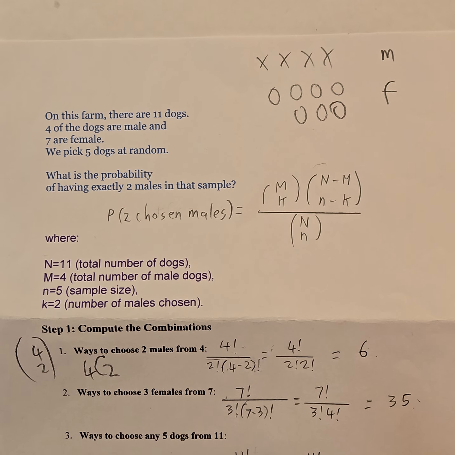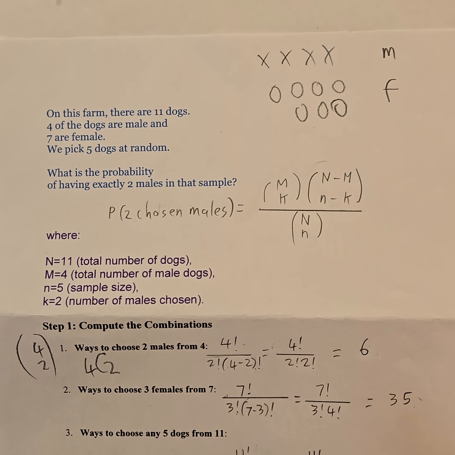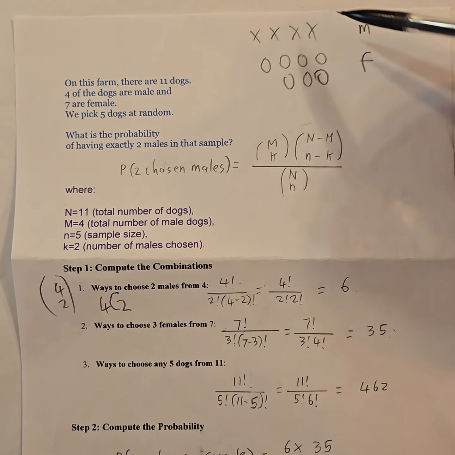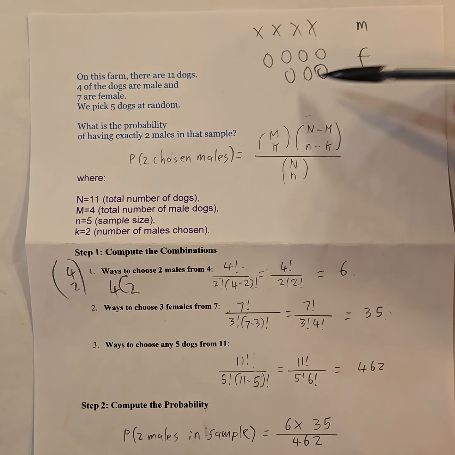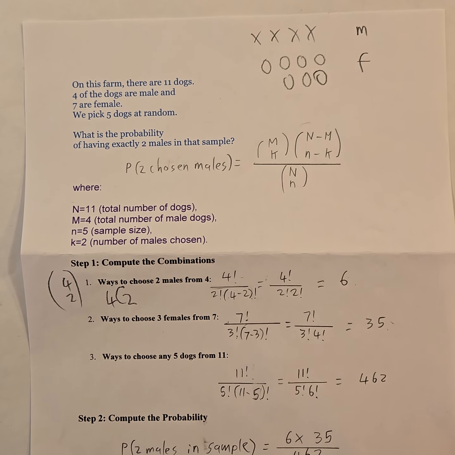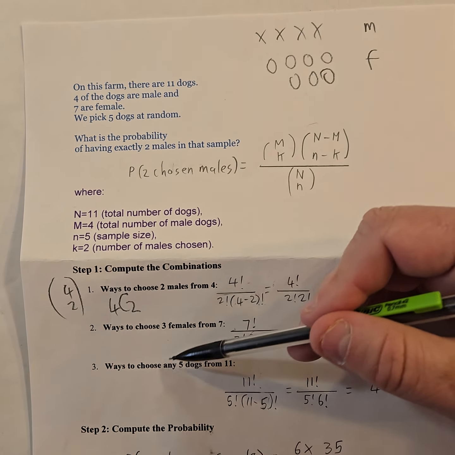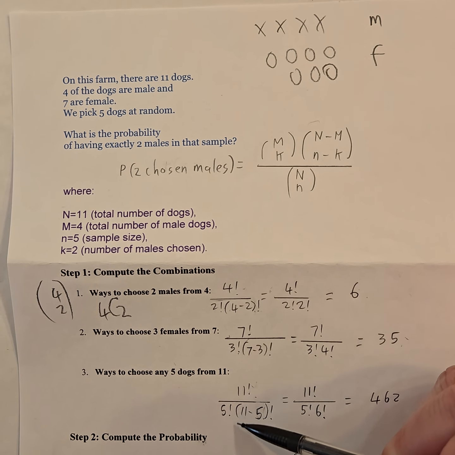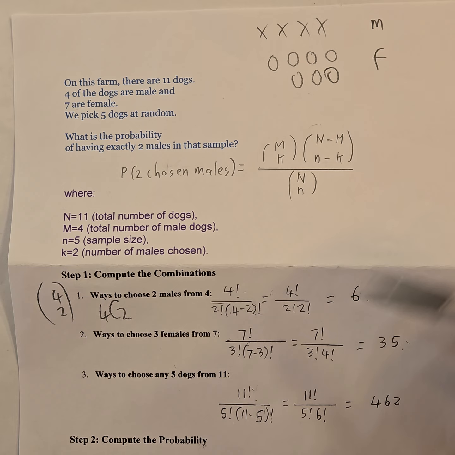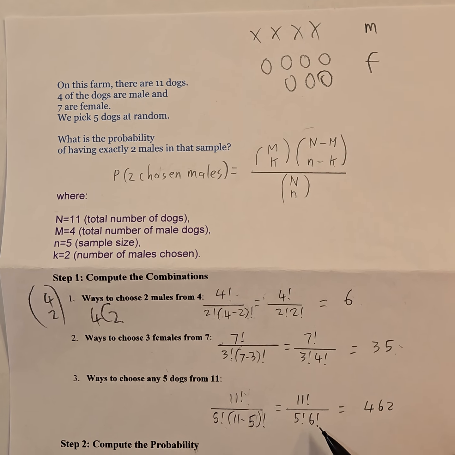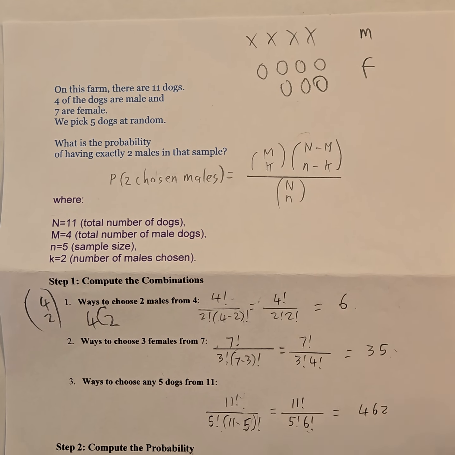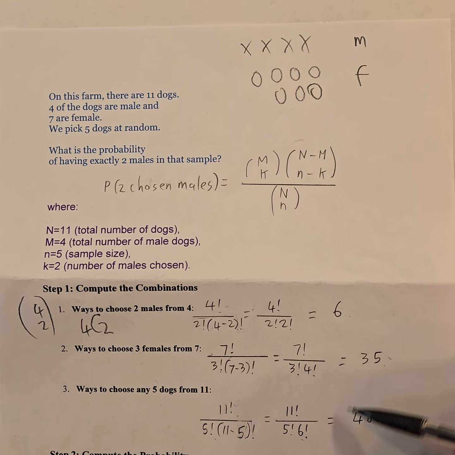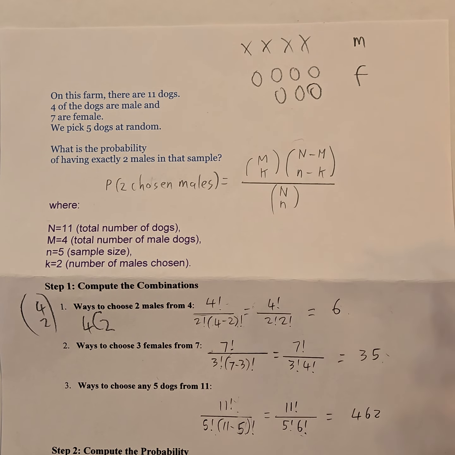And as I said in part 1, it's divided by the number of ways altogether. Altogether, we have 11 dogs. We're going to pick 5 at random. That's the ways to choose 5 dogs from 11. That's 11 factorial over 5 factorial times (11 minus 5) factorial. And 11 minus 5 is 6 factorial. I'll plug that into the calculator, get 462.